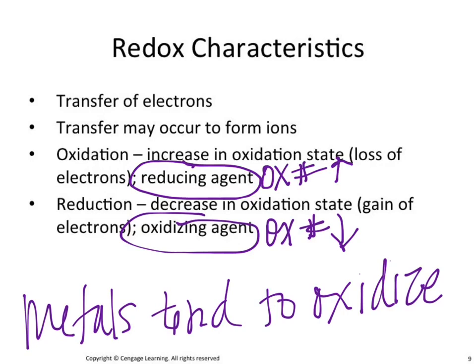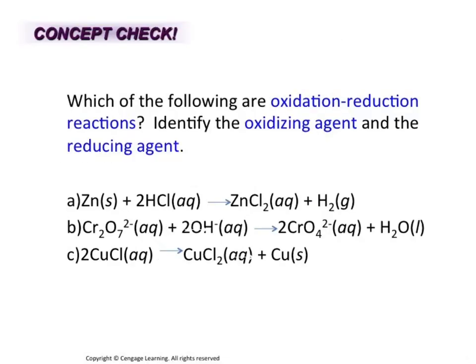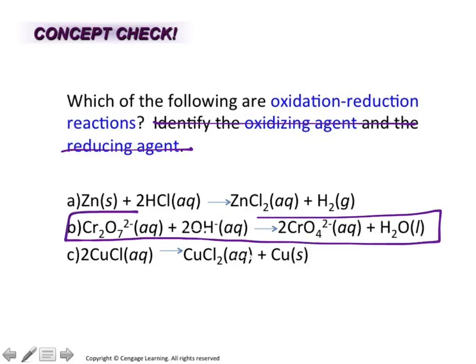Okay, so we're going to do one of these. Which of the following are oxidation reagents? I don't care about the reactions. I don't care about the oxidizing agent and reducing agent. First thing I want to tell you is all synthesis reactions, decomposition, single replacement, and combustion reactions are redox. The only thing that usually is not a redox is your double replacements.